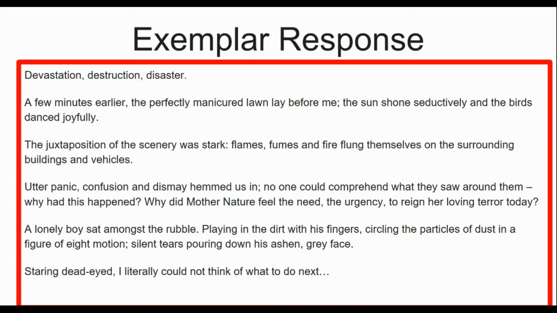Moving on to the fourth paragraph. Utter panic, confusion and dismay hemmed us in. No one could comprehend what they saw around them. Why had this happened? Why did Mother Nature feel the need, the urgency to rain her loving terror today?